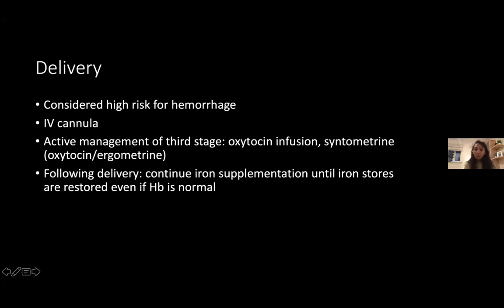So during delivery, we need to be really careful because she's considered high risk for hemorrhage. So we need to make sure that she's got a wide bore IV cannula in there already. We need to do a group and save. And in the 3rd stage of labor, we need to have some active management there with an oxytocin infusion and also syntometrine, which is oxytocin and ergometrine.